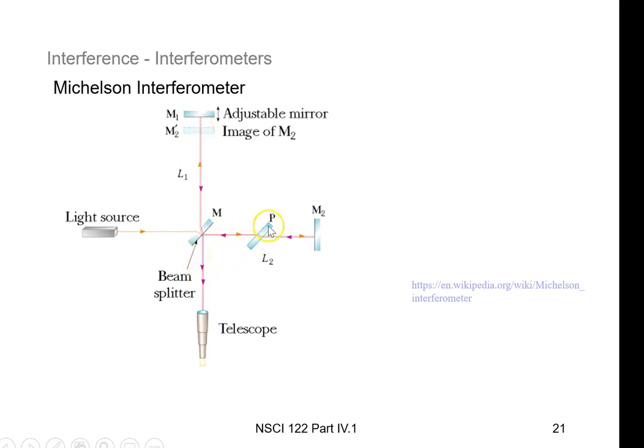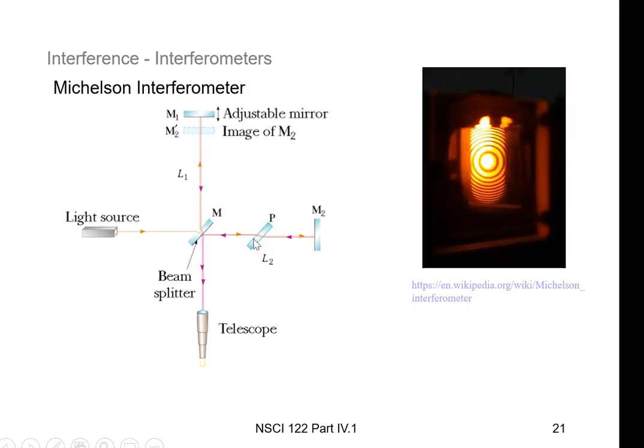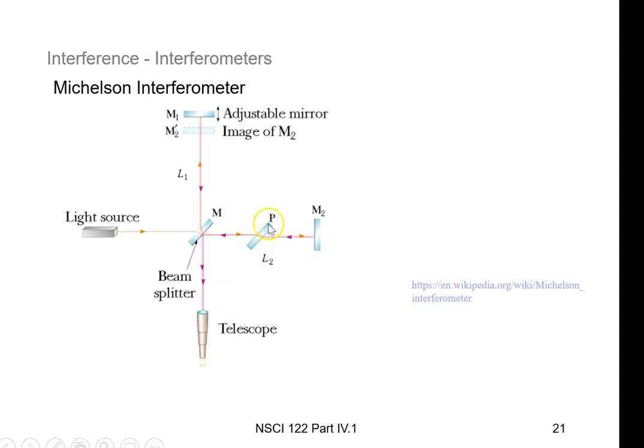In this picture, don't even worry about this piece of glass, P2. That's known as a compensator, which you don't really need in a basic interferometer if you just want to demonstrate the interference.